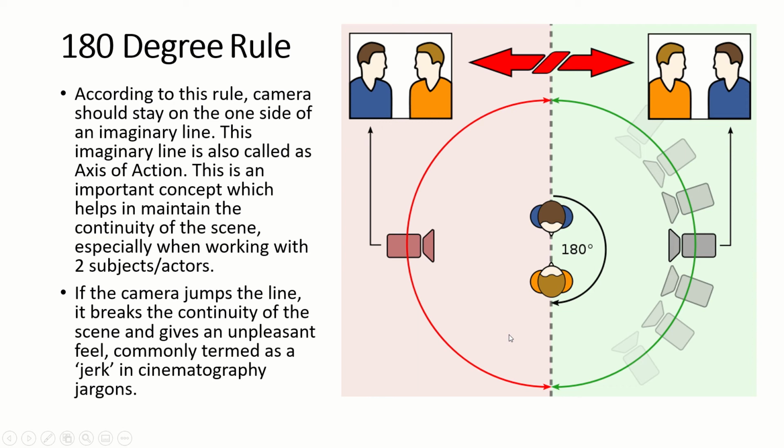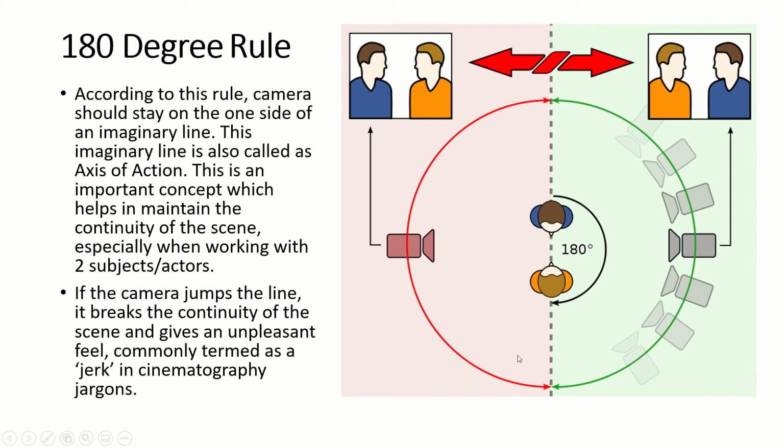But what if you want to change the direction? Yes, there is a solution for that too. First, position the camera on this imaginary line and give one eye level shot of one of the subject and slightly pan the camera to the side you want to move. That will also change the position of the subject, and now you can jump the line.